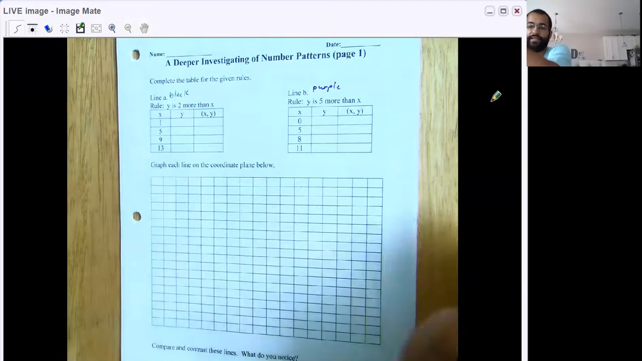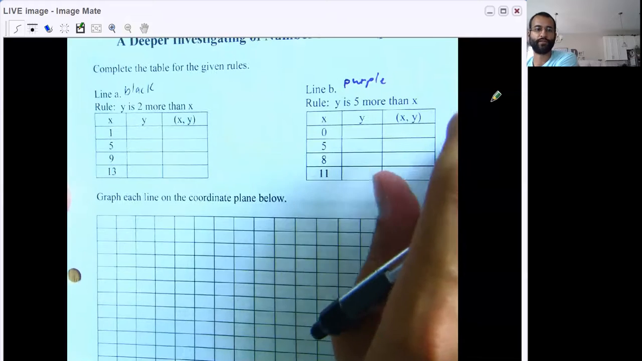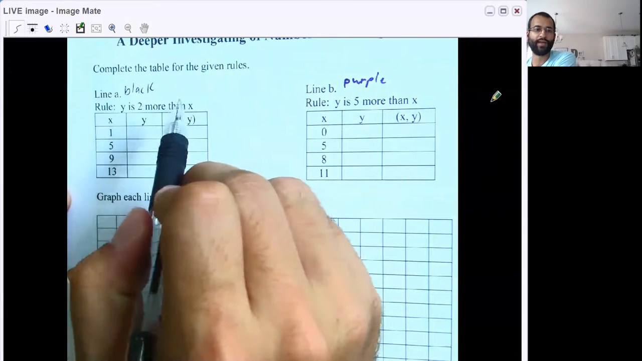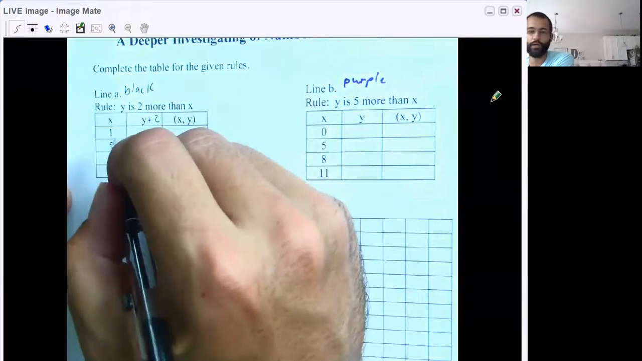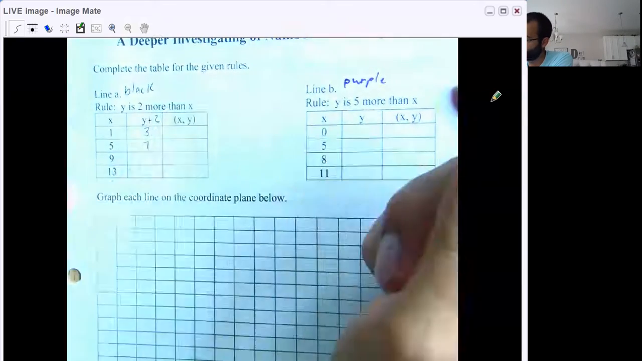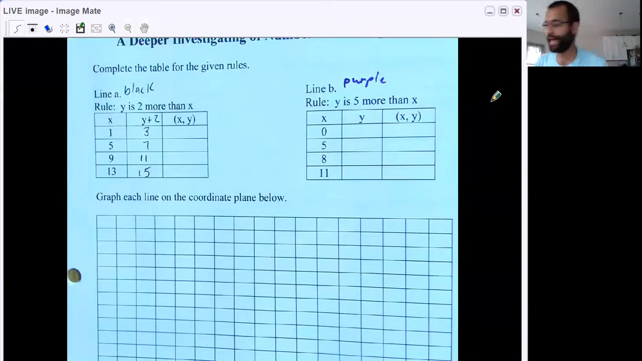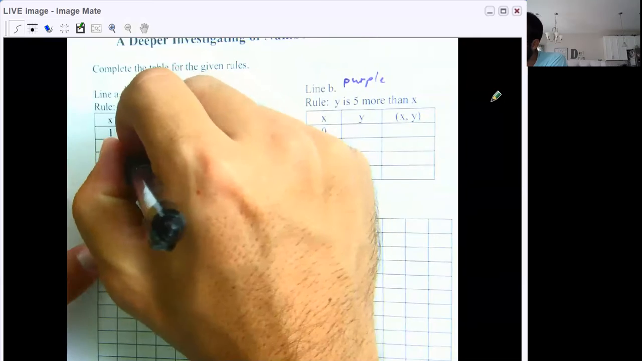So let's look at my tables first, and then we'll look into the actual plotting of the points. This says the rule is y is 2 more than x, okay? So we know y is going to be 2 more. If x is 1, y is 3. If x is 5, 7, 9, 11, 13, and 15. So what did I do? I basically just added 2 to each of my x values.